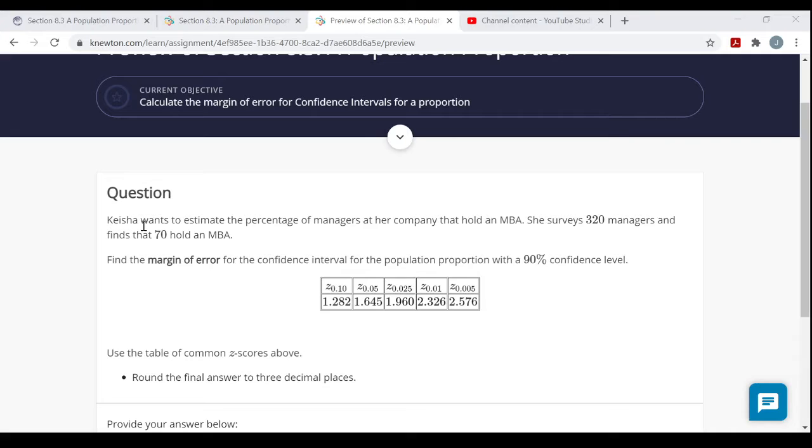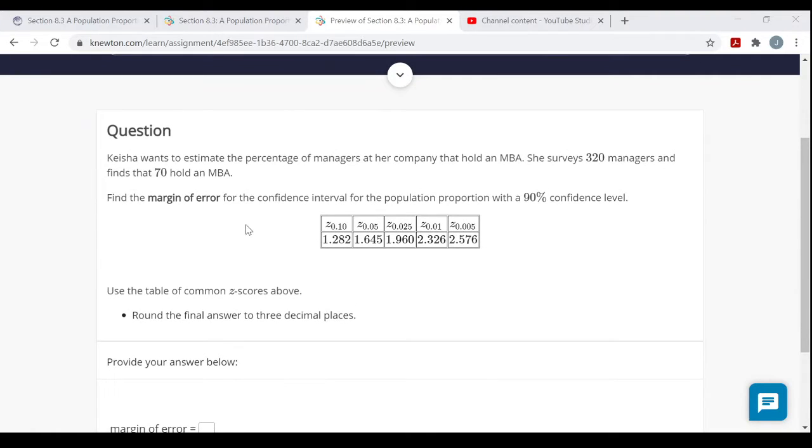We got Keisha. Keisha wants to estimate the percentage of managers at her company that hold an MBA. She surveys 320 managers and finds that 70 hold an MBA. So we're asked to find the margin of error for the confidence interval for the population proportion with a 90% confidence level. If we were trying to make a confidence interval to guess what proportion of the entire company, right? She only surveyed 320 of them. She didn't do all of them, right? And she's trying to use this sample to make an educated guess, an interval of guesses, as to what the population proportion is, what proportion of all her managers have an MBA.